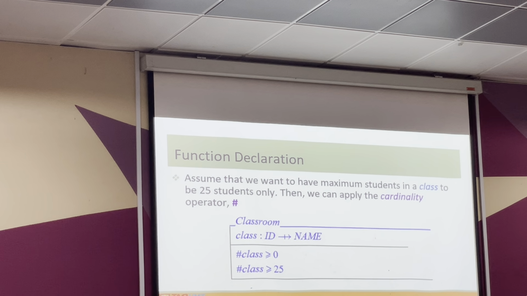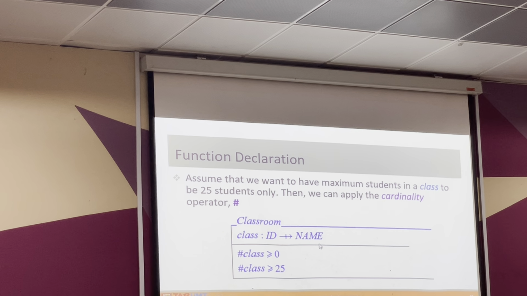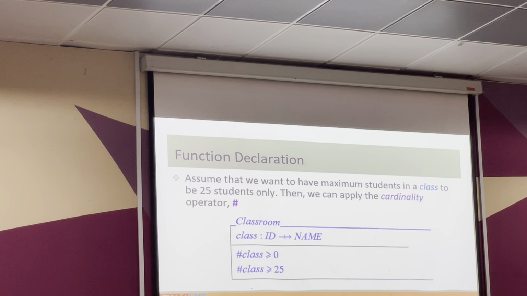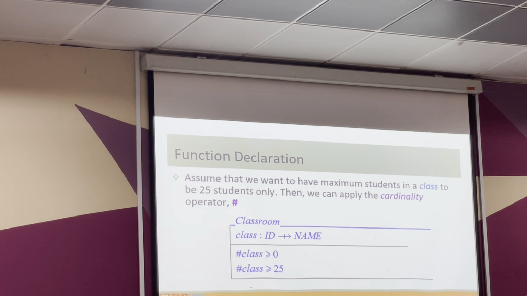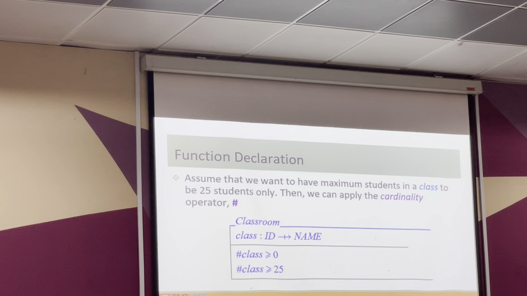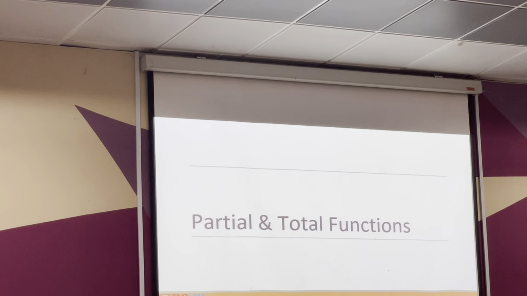So this is how you declare. Where to declare? Normally inside your state space schema. So this is how you write your declaration. If you want to use cardinality, no problem. You can simply use the hash symbol. Whatever you learned about cardinality, the same applies for relation and for function. Just use the hash symbol, and the records will be calculated accordingly. So that is cardinality.